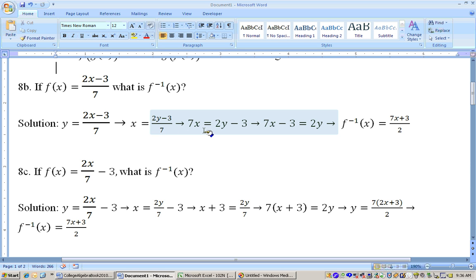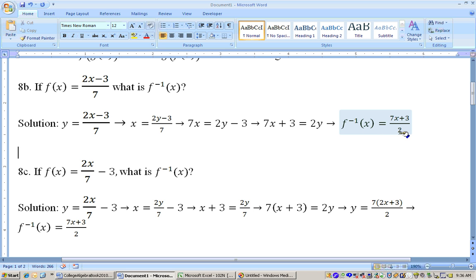Cross multiply and we get 7x equals 2y minus 3. Add the 3 to both sides and we get 7x plus 3 equals 2y. Then the next step would be to divide both sides by 2, and we get (7x plus 3) over 2 is equal to y, and that will be my inverse function, so it's just labeled f inverse of x equals (7x plus 3) over 2.